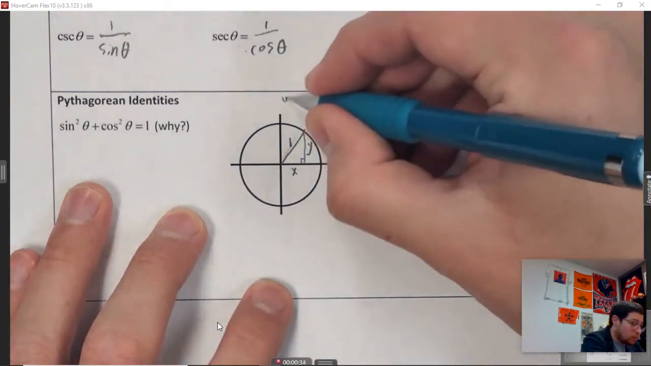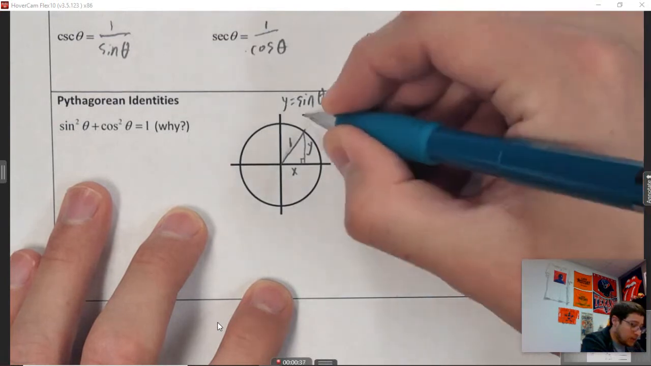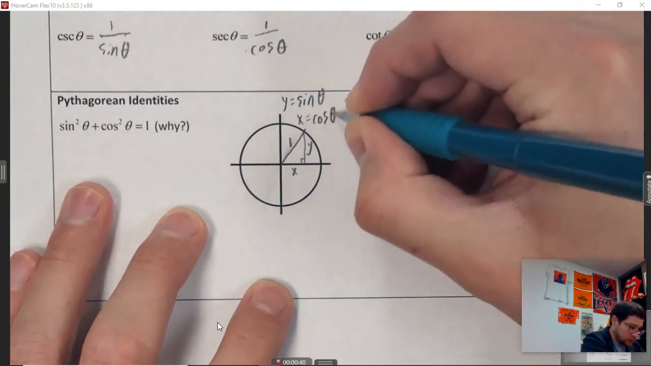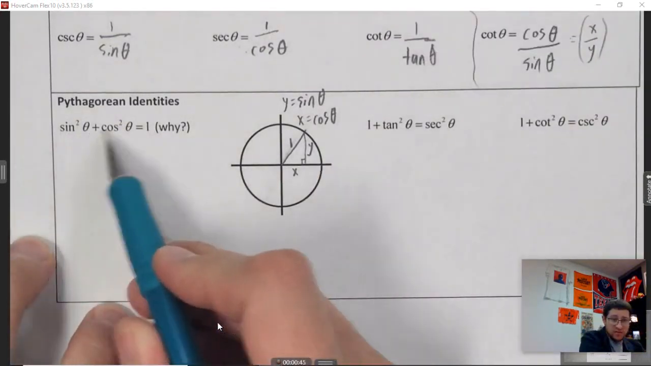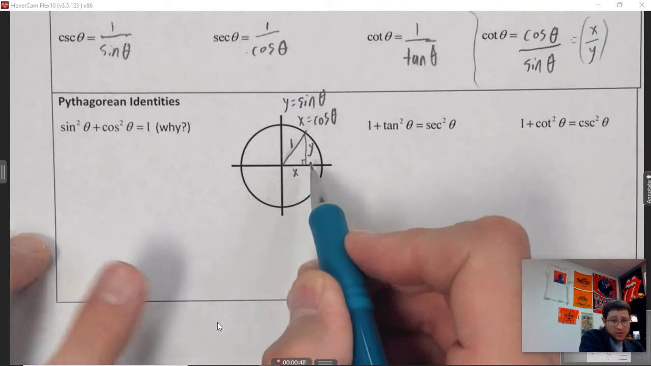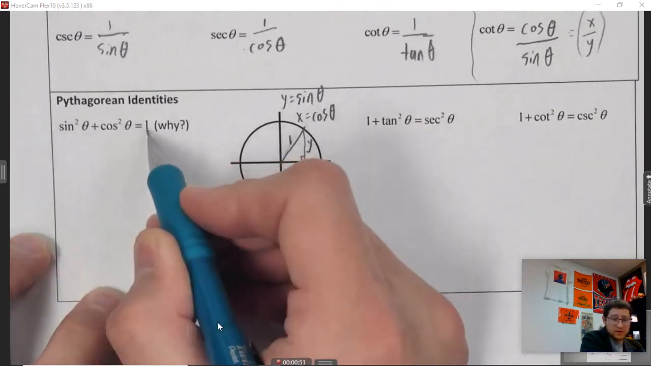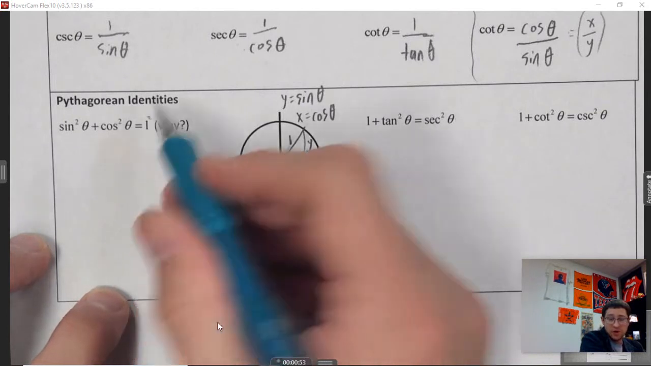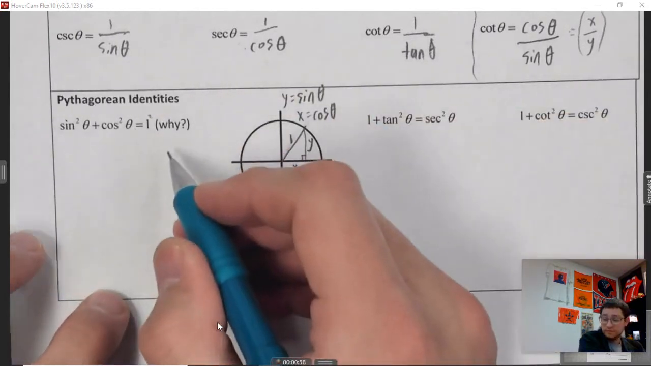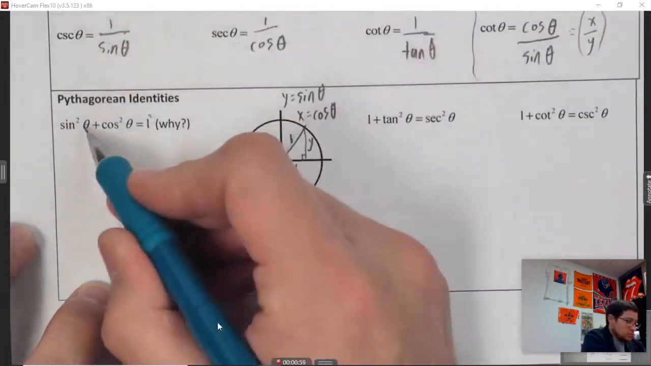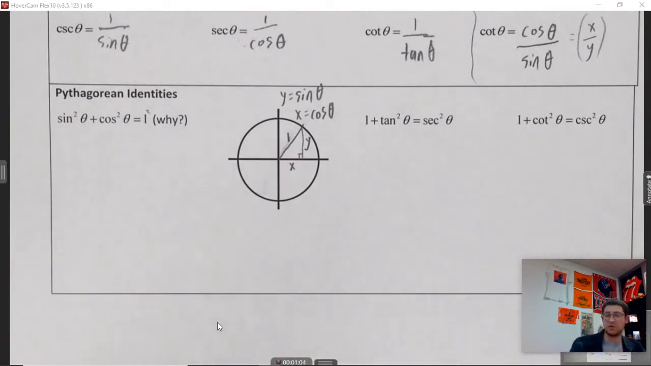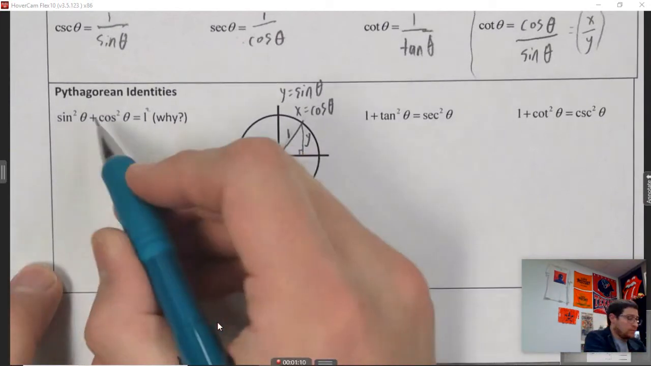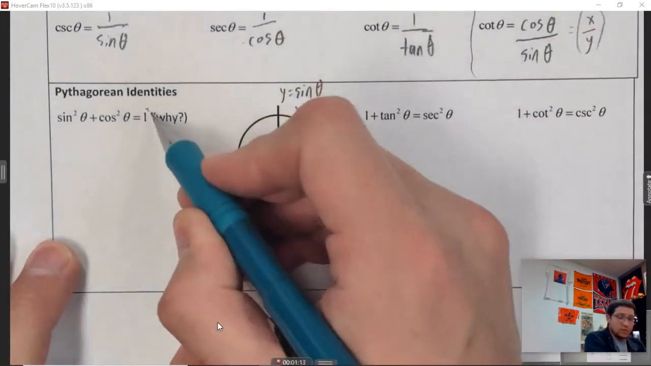But we now know y to be equal to sine of theta, and we know x to be equal to cosine of theta. And that is why we have this right here, where x squared plus y squared is equal to 1 squared. Technically this is 1 squared, but 1 squared is 1. So that's where this comes from. This is the original Pythagorean identity. The rest of this comes from manipulating sine, cosine, tangent. So we've got sine squared plus cosine squared equals 1.